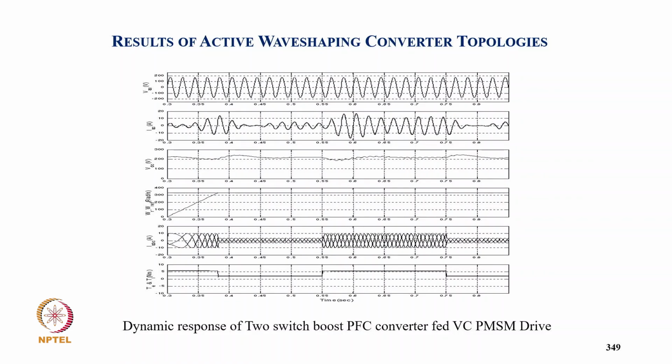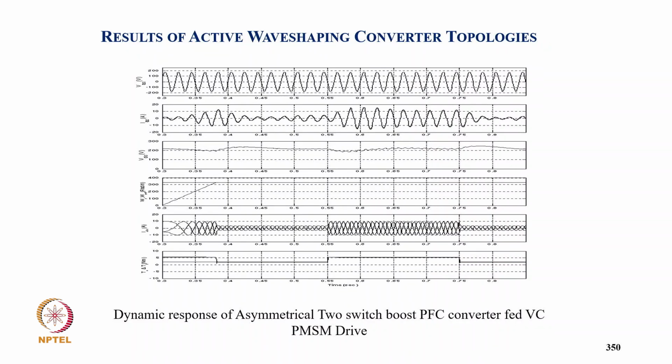This is the case for the two switch boost converter. Again, the supply current is sinusoidal during starting as well as steady state, but you can see in starting a very small current is drawn due to the small power drawn from the supply, and then load application, load removal. So with the two switch boost converter, very little current is drawn from the supply due to the very low power drawn by the motor. So you can see the three phase motor currents increase, but with a limiting current, and then load application, load removal.